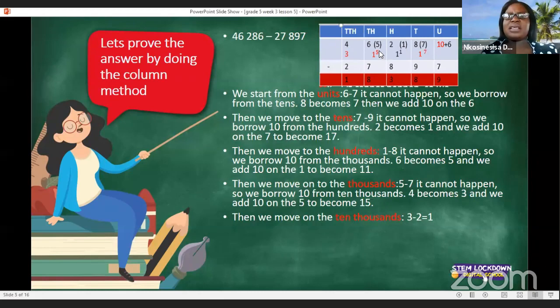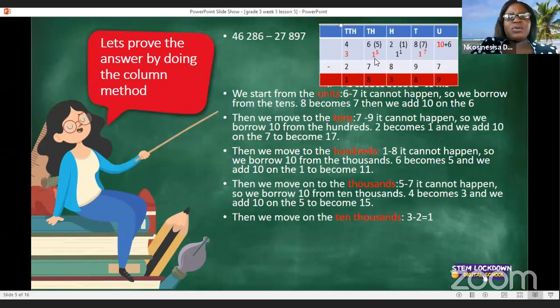And then we come to the thousands. We were left with 5 because we borrowed, remember? 5 minus 7, it cannot happen again. What do we do? We borrow from the 10,000s. We had how many 10,000s? We had 4 10,000s. If we borrow 1, we're going to be left with 3 10,000s. So then what we borrowed, we put it here.